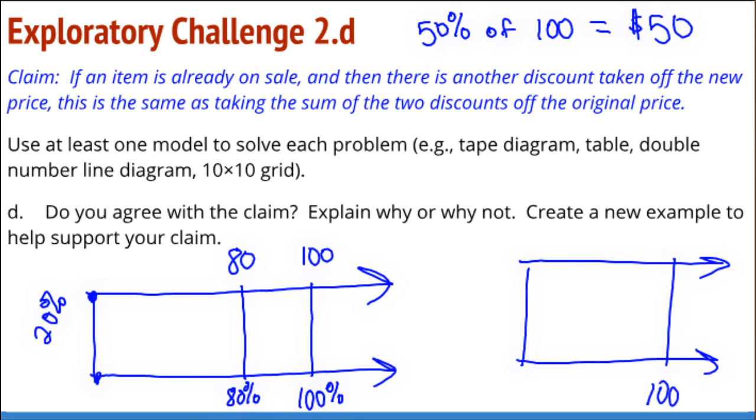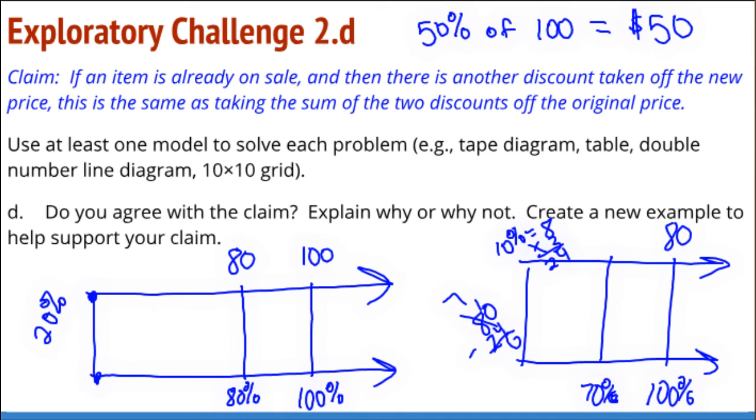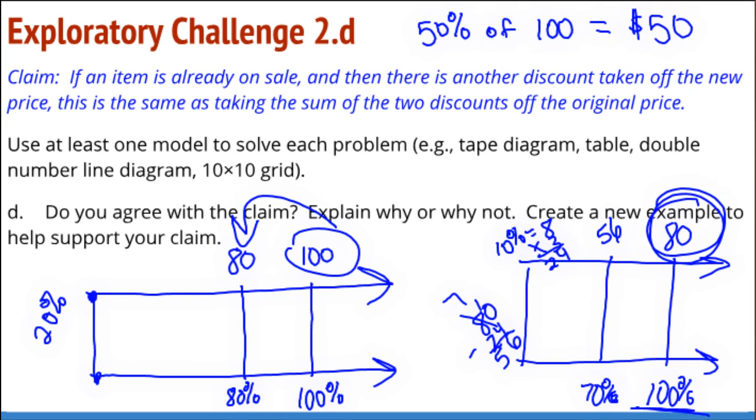as my 100%. And off of that, I need to take 30%. So I need 30% of 80. So 10% is 8, using our claim earlier. And to take off 30, I'd multiply times 3, and I'd take off 24. And 80 minus 24 is 56. So I took off 20% of the 100, and I got 80. 80 is now the full amount, the 100%, and I have taken off 30% of it to get $56.